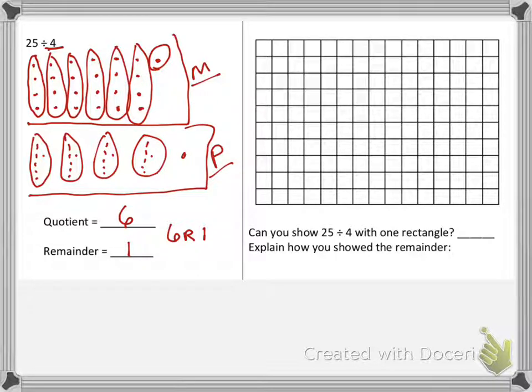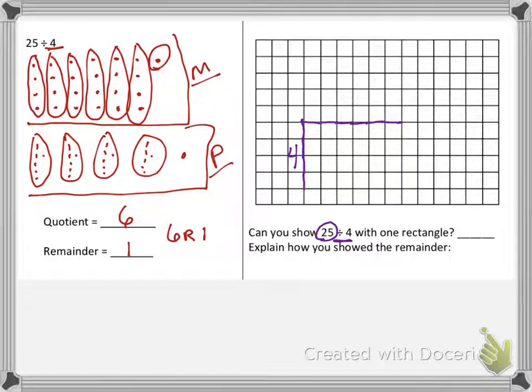Okay, with the area model, we're dividing by 4, so we're going to go up 4. 1, 2, 3, 4. There's our 4. We want to get as close as we can to 25, so we've got to count by 4s until we get close to 25. So this is 4, 8, 12, 16, 20, 24.